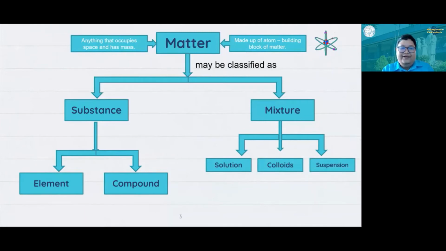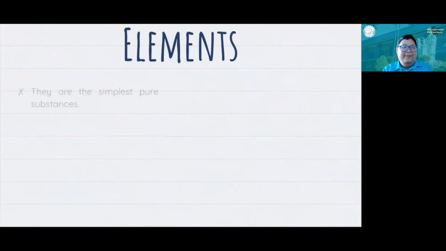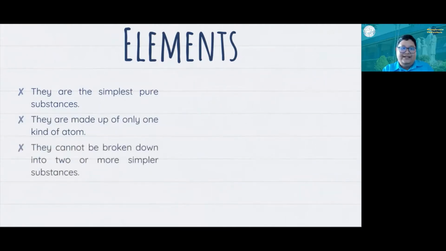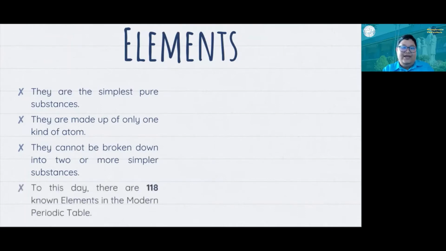Now, let us start determining and identifying the different characteristics and properties of an element. So let's start with elements. Elements are said to be the simplest pure substances. And why are they considered as the simplest pure substances? Because they are made up of only one kind of atom. And another thing about elements is that they cannot be broken down into 2 or more simpler substances because they are made up of only one kind of atom. An atom cannot be broken down into smaller or simpler substances. And to this day, elements can be found everywhere.